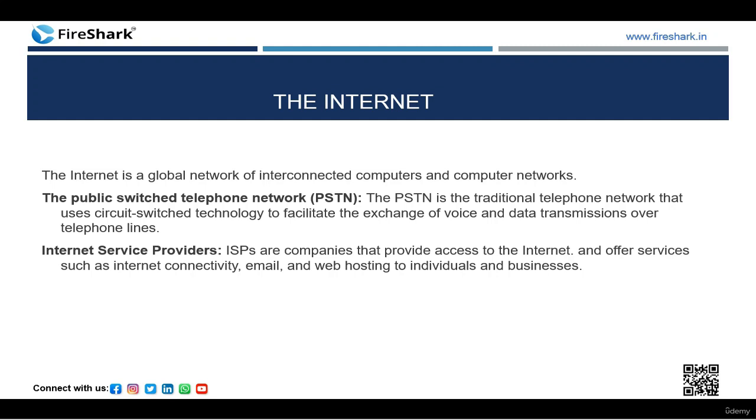Now next one is internet service providers. They are companies that provide access to the internet and offer services such as internet connectivity, mail and web hosting to individuals and businesses. So all the different companies whose internet we use are the internet service providers. They are called ISPs, who provide us internet, a platform to work for email and web hosting also. So they are the ISPs.